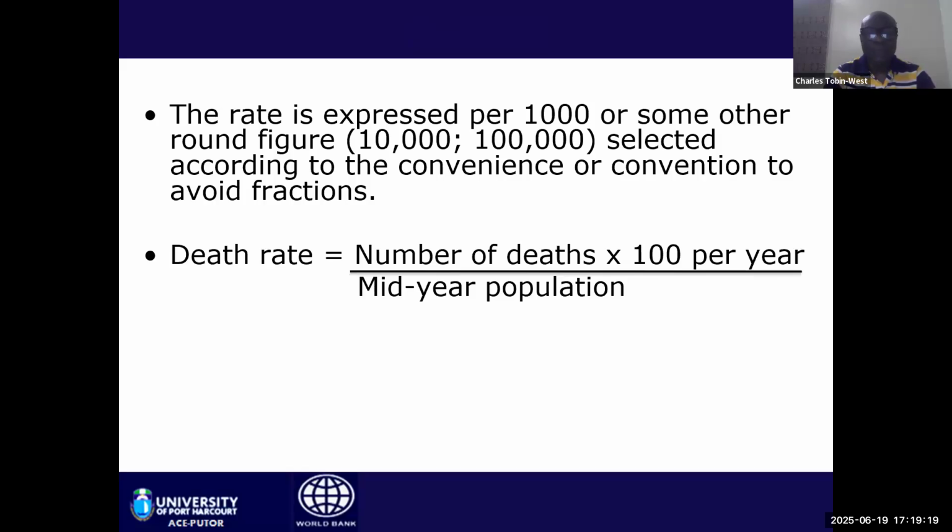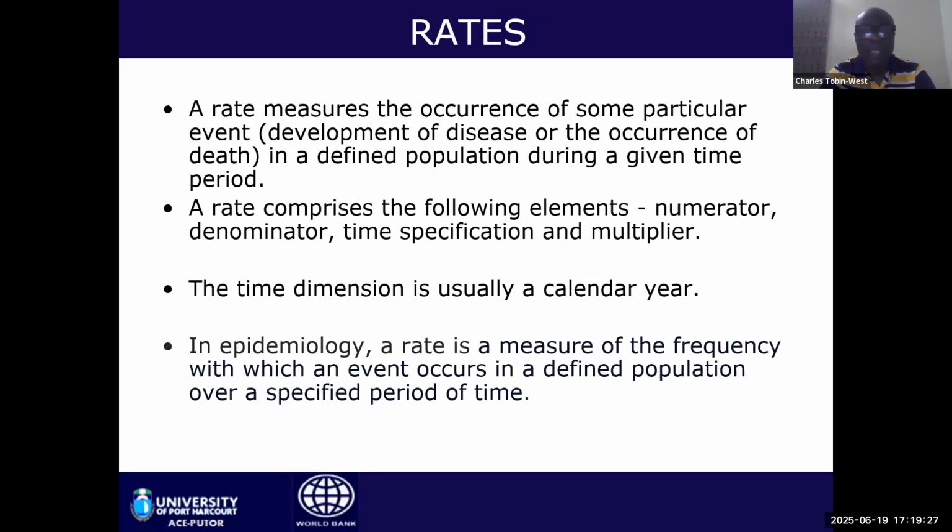Let me tell you more about rates, for instance. You see, in a rate, we say that a rate has a numerator, a denominator, then the multiplier, then the time specification. So in a rate, the numerator is part of the denominator. How do I mean? If we say death rate in Rivers State, for instance, we are saying all the people who died in Rivers State in a period of 1 year, over the mid-year population of Rivers State. That's the crude death rate.